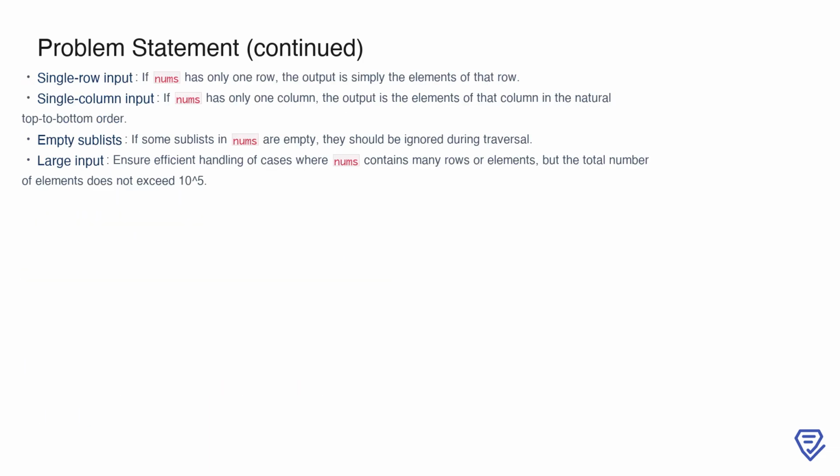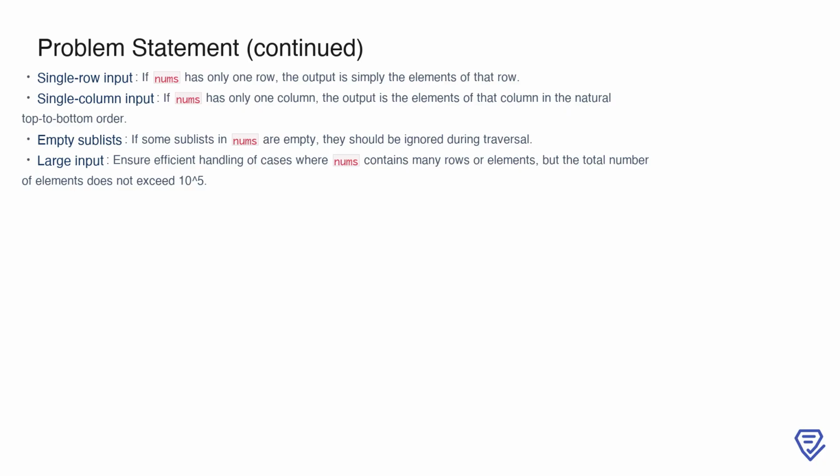To ensure clarity, let's consider some specific edge cases. If the input nums consists of a single row, the output will simply be the elements of that row, as no diagonal movement is required. Similarly, if nums is a single column, the output will be the elements of that column in their natural top-to-bottom order. If any sublists in nums are empty, we can ignore them during traversal, as they contribute no elements.